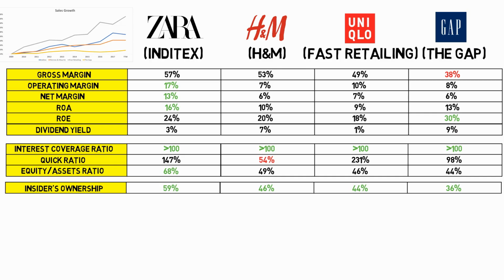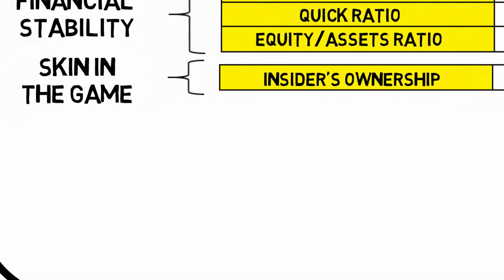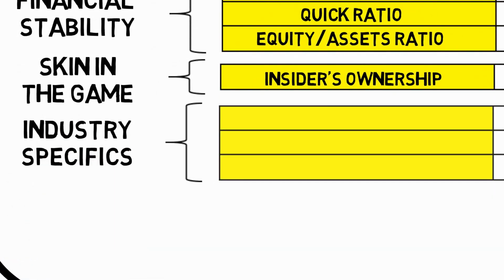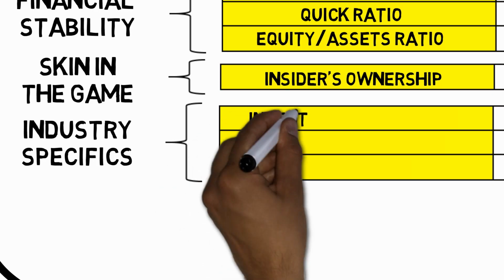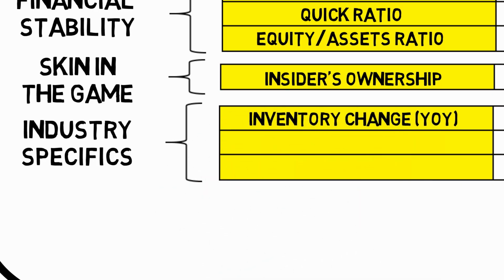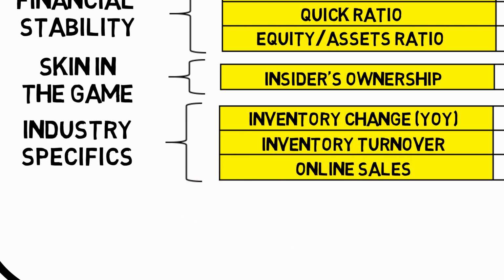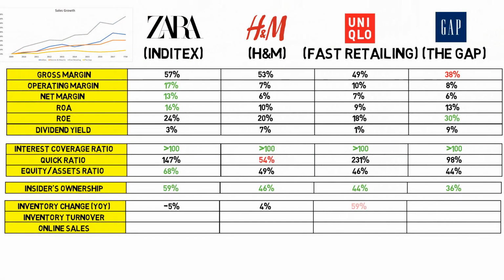Furthermore, Benjamin Graham suggests that one should look at industry-specific ratios. And for the fashion retailing industry, I'd want to see a low or negative change in inventory valuation compared to the year before, a high inventory turnover, and a lot of online sales. Fast Retailing increased its inventory by 59% from the year before, which is a red flag and requires further research. The inventory turnover of the company is still okay though, so it's a sharp increase but from low levels.